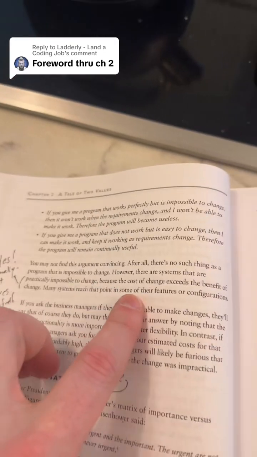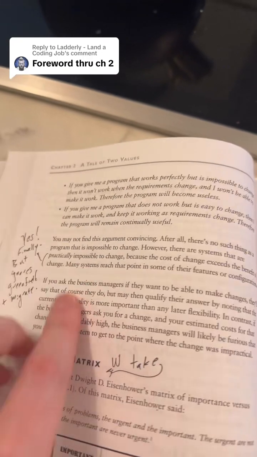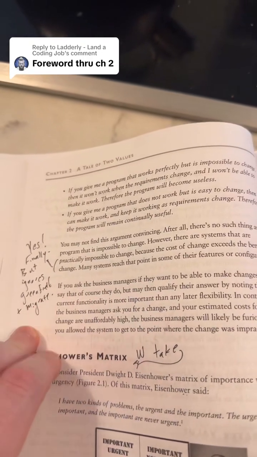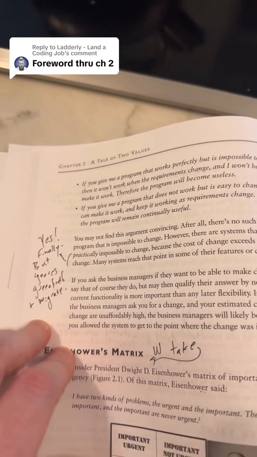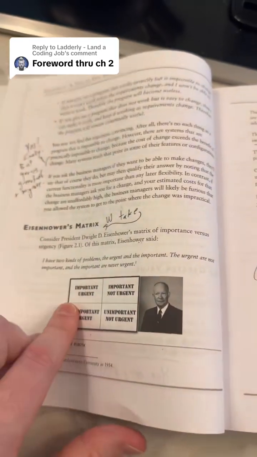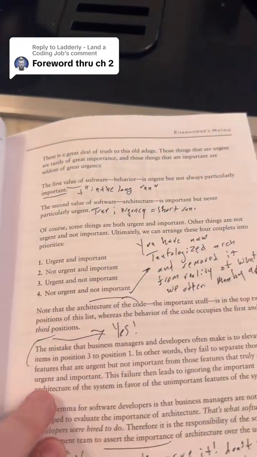He finally talks about not only cost, but cost versus benefit, which is like, finally, we're finally talking about profit. The problem is he talks about cost versus benefit within a system, and he doesn't acknowledge the possibility of making a greenfield new system and migrating. Eisenhower matrix, I'm glad he brought this up. This was really important to talk about.